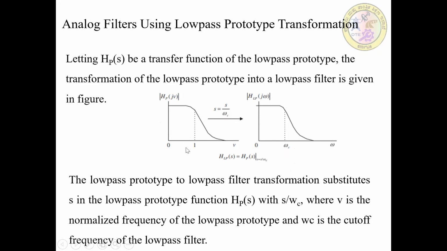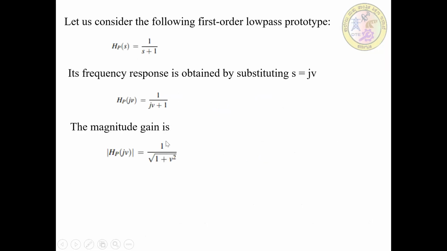The low-pass prototype to low-pass filter transformation substitutes the S in the low-pass prototype function, HP of S, with S by omega c. So we have to substitute S by omega c in place of S, where nu is the normalized frequency of the low-pass prototype and omega c is the cutoff frequency of the low-pass filter to be designed. Let us consider the following first-order low-pass prototype.